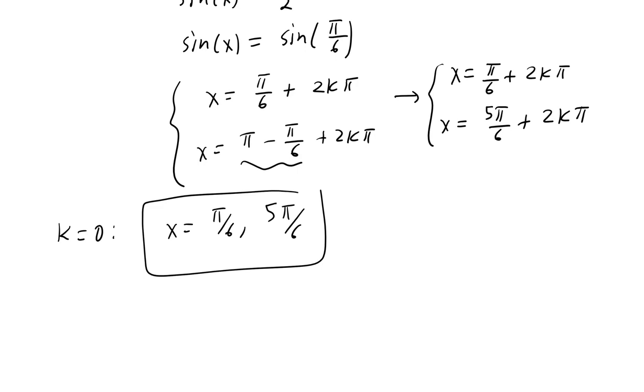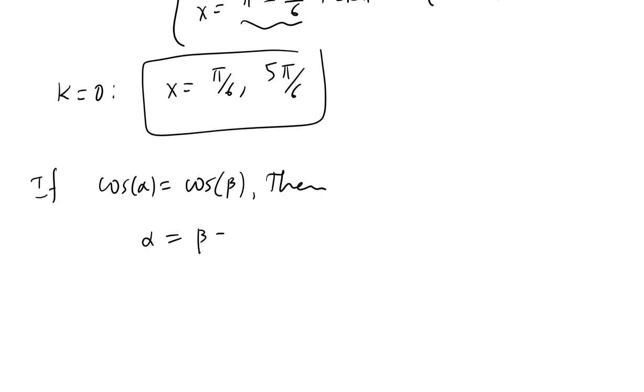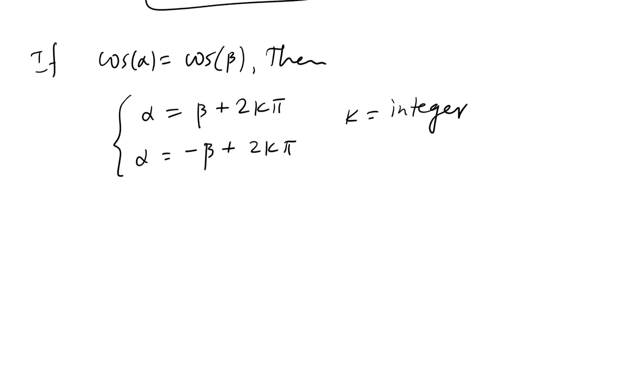Same thing works for cosine. So if cosine alpha equals cosine beta, then we have alpha equals beta plus 2k pi, or alpha is negative beta plus 2k pi, k integer. So how do you solve that out?